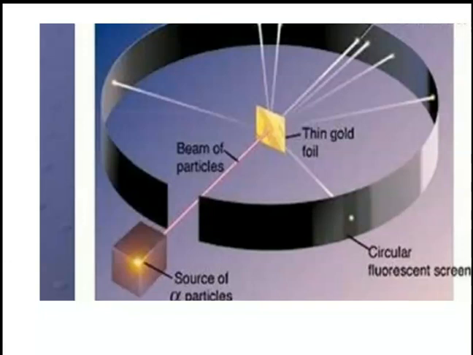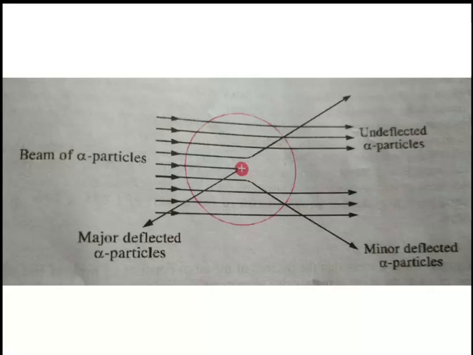After the gold foil, there was a circular zinc sulfide screen called the fluorescent screen. Whenever charged particles strike this screen, scintillations take place. Scintillations means flashes of light are produced on the screen. So this helps in identifying the particles. This is another diagram which shows the three important observations of this experiment.